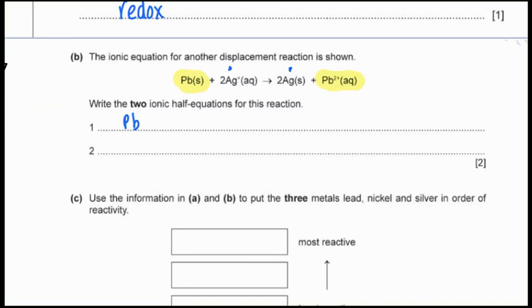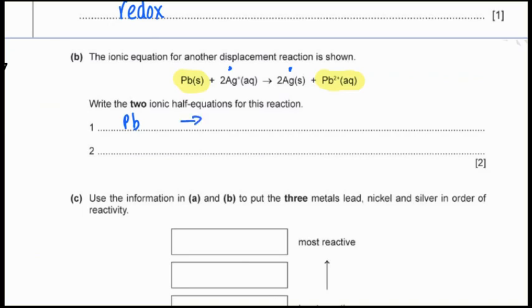The only time in the exam that they will award you marks for state symbols is when they expressly tell you that you need to include state symbols. So even if you don't write your state symbols here, then you are not going to lose any marks. You've got 2 marks available, and it'd be 1 for the correct ionic equation minus the state symbols. If they wanted to include state symbols, they would have said, and it would have been a 4-mark question.